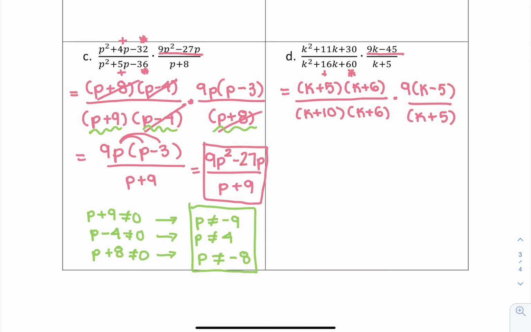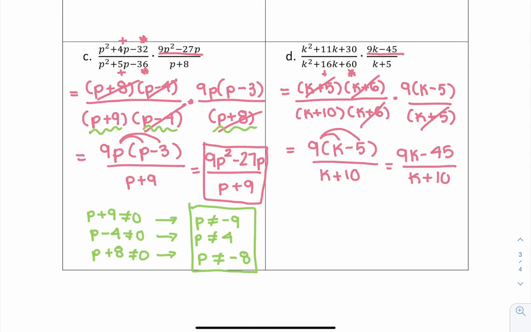Next up, we have to cancel. These k plus 6's can cancel, and these k plus 5's can cancel, which leaves us with 9 times k minus 5 all over k plus 10. Now multiply. Distribute to get 9k minus 45 all over k plus 10.